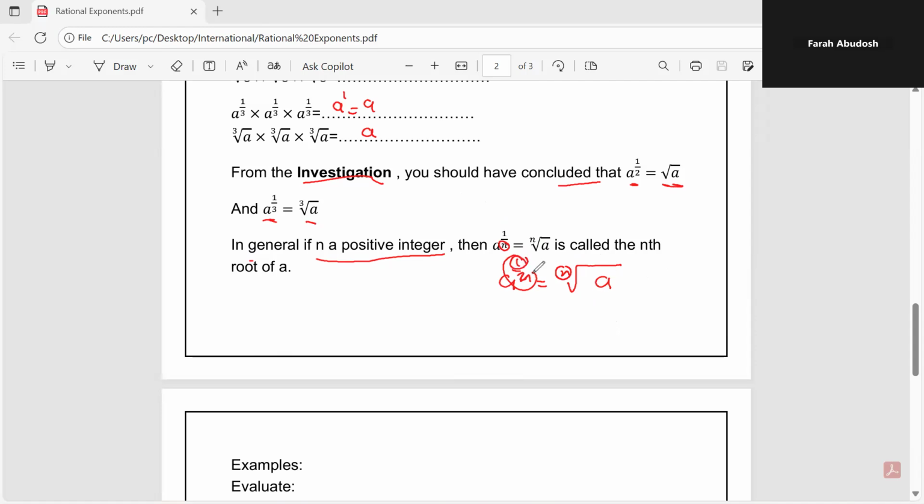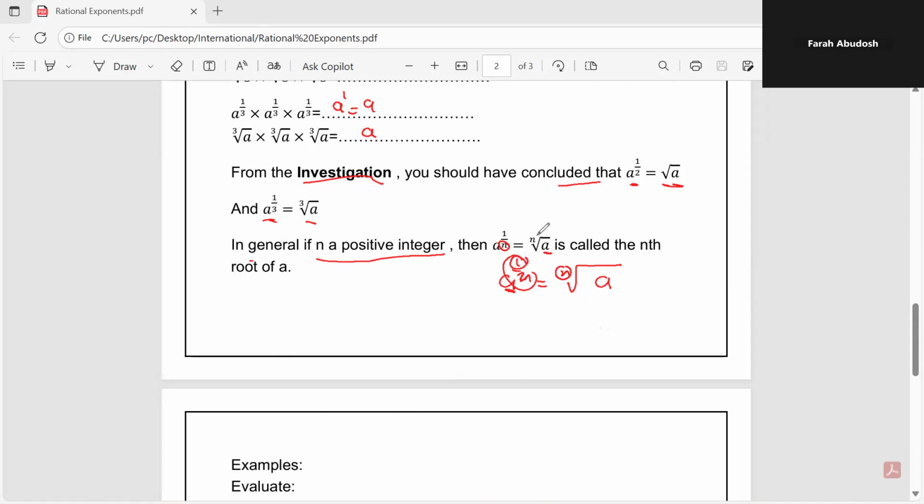So the number in the numerator should be the power of a. The a is the base, the number under the root. What do we mean by the degree of the root? It is the number we put right there. If it is 2, don't put anything. From 3 and so on, you just write the small number, the degree of the root, which is the number in the denominator.